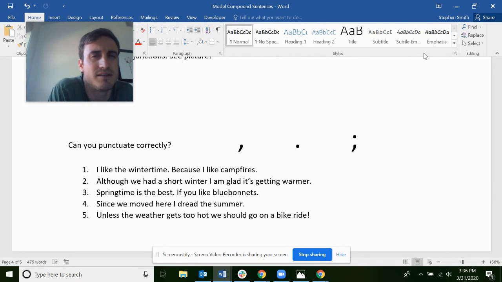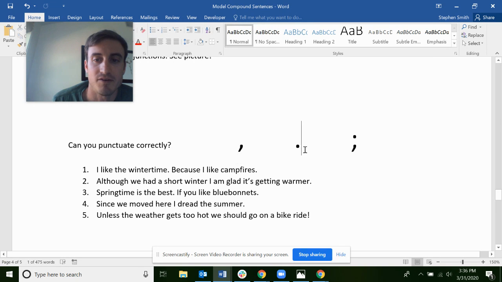Another thing with complex sentences, you have to ask yourself the question, can I punctuate this correctly? Here are some examples of punctuation. You could have a comma, you could have a period, or you could have a semicolon, okay? So let's really focus on this comma.